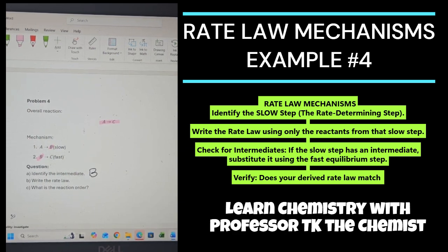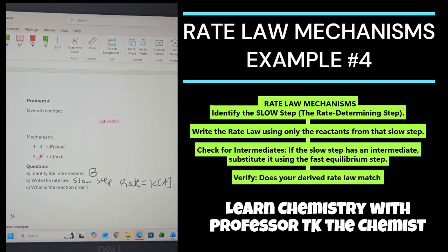Identify the rate law. Remember, the rate law comes from the slow step. So you look at your slow step, and that's going to tell you what the rate law would be. So right here, your rate is going to be equal to what? K times the reactant of A. Since A only appears in the slow step, the rate depends only on A. Nothing more, y'all. Nothing more.